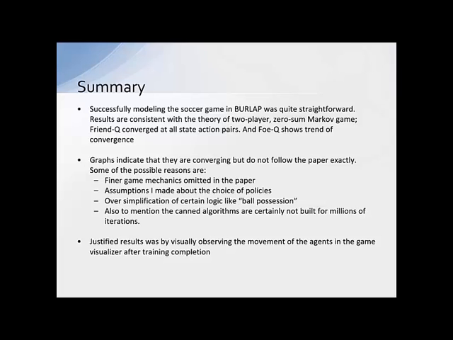Some of the possible reasons are that finer game mechanics are omitted in the paper, and I made assumptions about the choice of policies, and sometimes I might have oversimplified certain logic, like the ball position and who needs to be in ball position. Also to mention, the canned algorithms in Burlap are certainly not built for millions of iterations. That was a major setback.